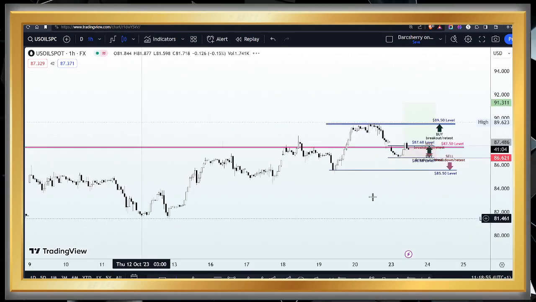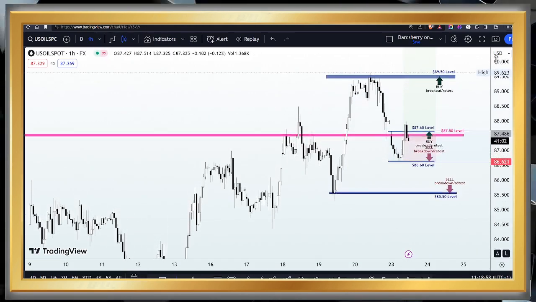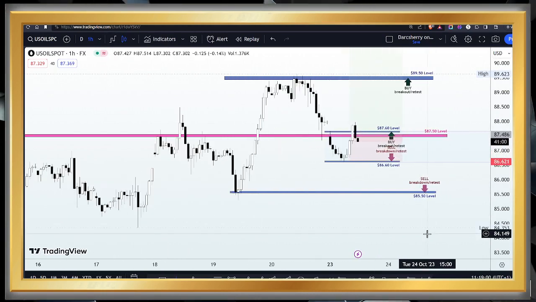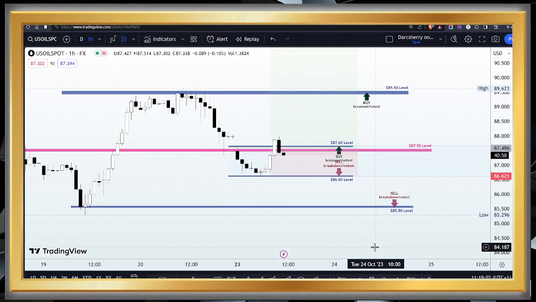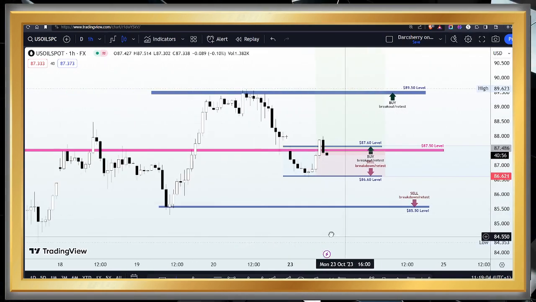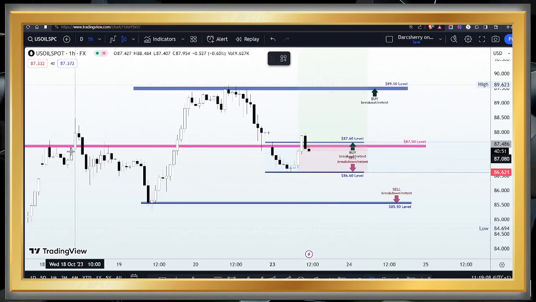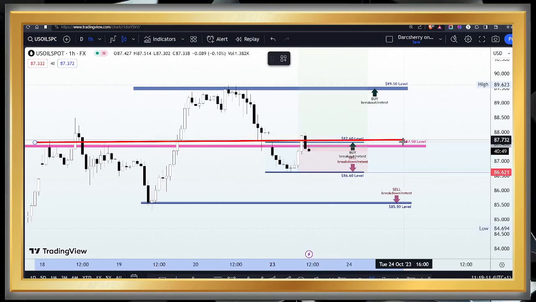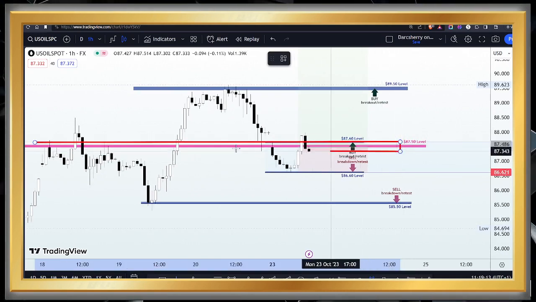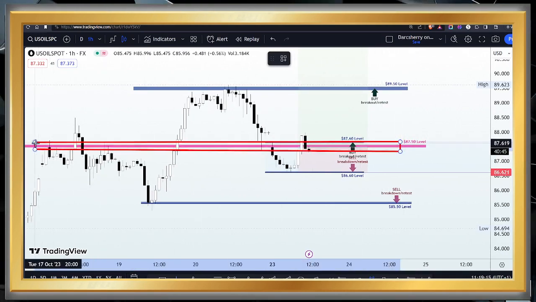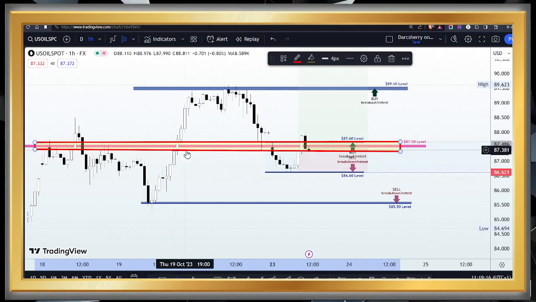Now, scaling down into the lower time frame, this is what I was able to spot here this morning while trying to dissect the current market structure. The first thing you will notice here is the $87.50 area, which is standing out here and is going to be playing a major role in determining the direction of price action for this week.